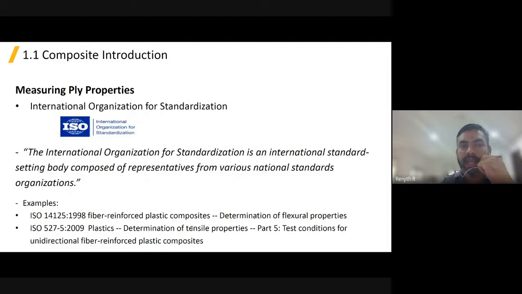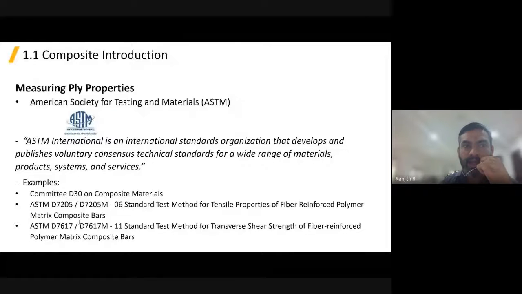There you will have some composite dimensions, ISO 14125 1998. To determine the flexural properties, you will use these types of standards, which give the dimensions to prepare the specimen. The second one is ASTM, American Society for Testing Materials, with D638 or ASTM D7205, D7617. These are the standards which we use for the testing purpose.